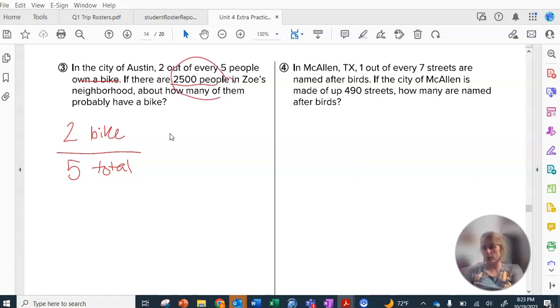So this is people, it's not with or without bikes, that's our total. These are equal. We're setting a proportion. And you need to find me this number.